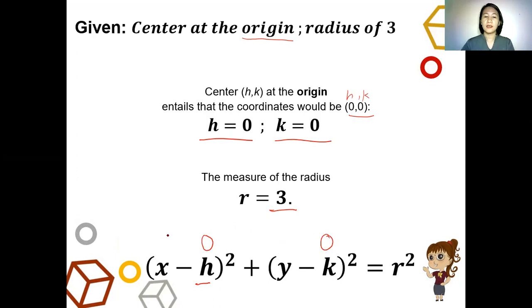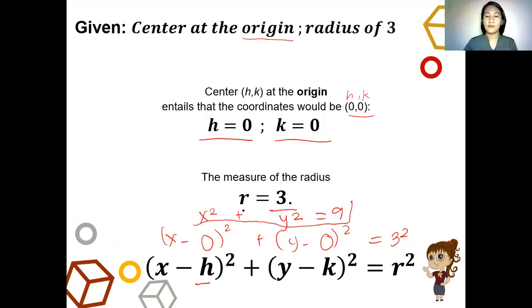Now with that, writing down all the necessary parts, you have the following. r is actually 3 squared. So you're going to have (x minus 0) squared plus (y minus 0) squared equals 3 squared. Simplifying it, x minus 0 will just become x squared, plus y minus 0 will be y squared, equals 3 squared, which is 9. This will now be your standard form of the equation of a circle.